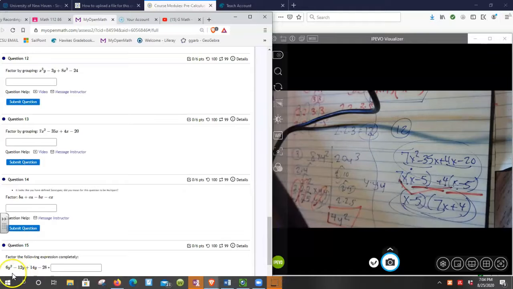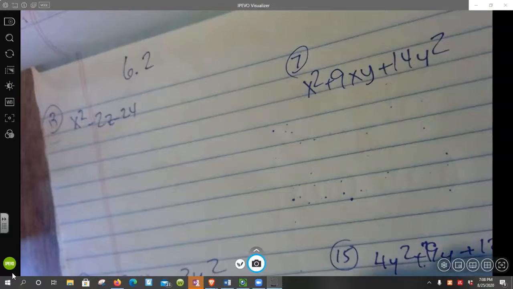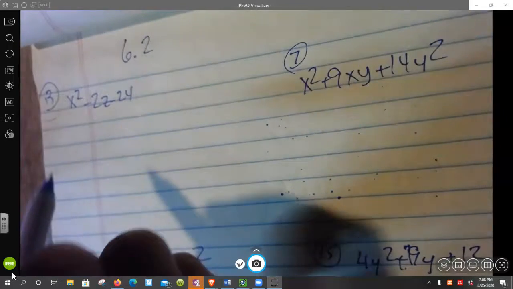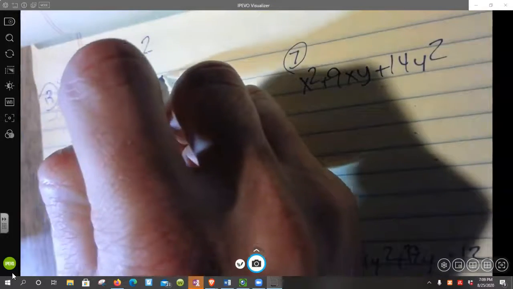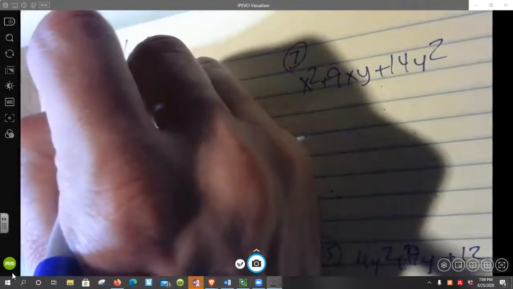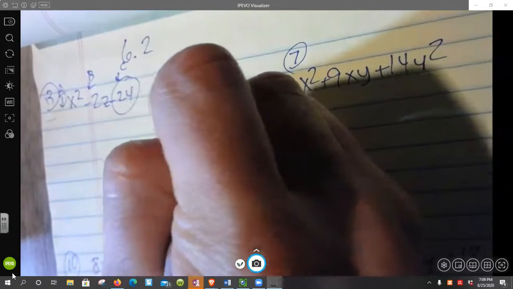Let's move on to the next section, which was factoring trinomials. Here are some problems from 6.2. These are factoring trinomials completely. You have a trinomial, so 3 terms, and you have to factor it. We have something called the AC method. Here A is 1, B is negative 2, and C is negative 24. So we're looking for numbers that multiply to negative 24 and also add to negative 2.